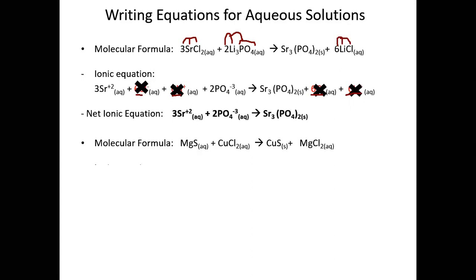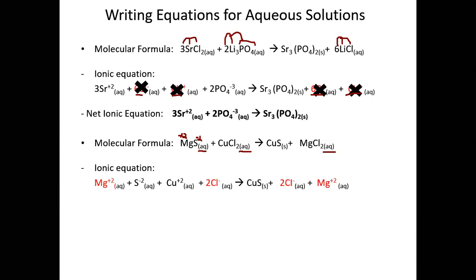So here we have magnesium sulfide and copper 2 chloride giving us copper 2 sulfide and magnesium chloride. Again, those reactants and products that are aqueous need to be broken apart. The solids stay the same. And when you break it apart, you have to have the right ionic charges too. So here sulfide is a -2. Magnesium is a +2. Don't fall into the trap of putting +1, -1. It's +2, -2.